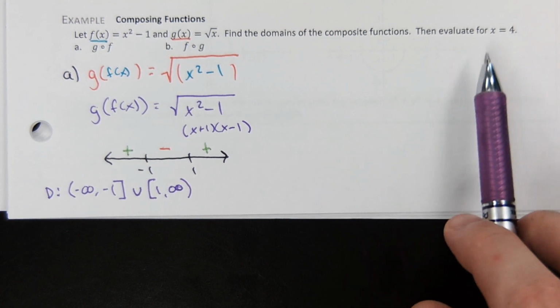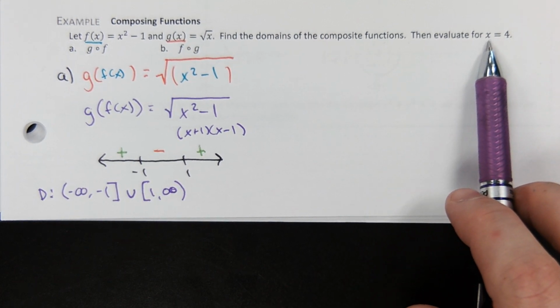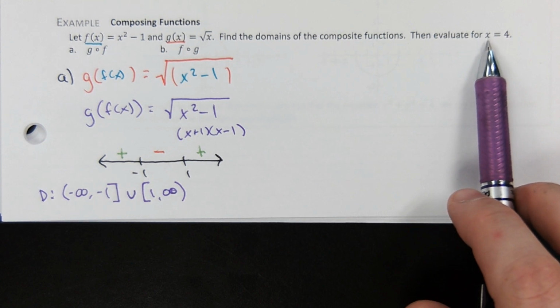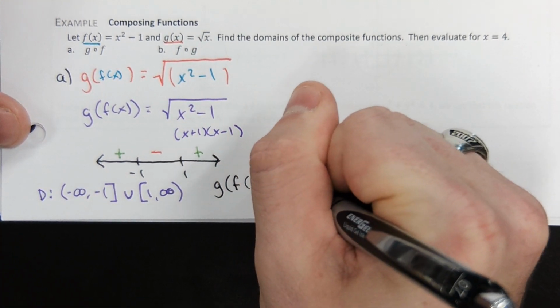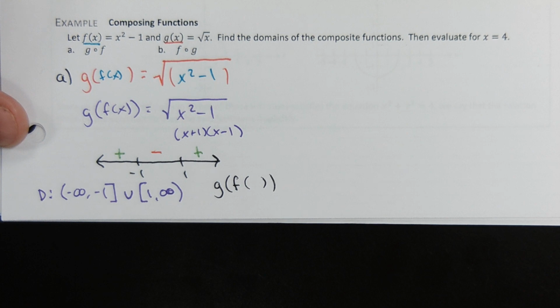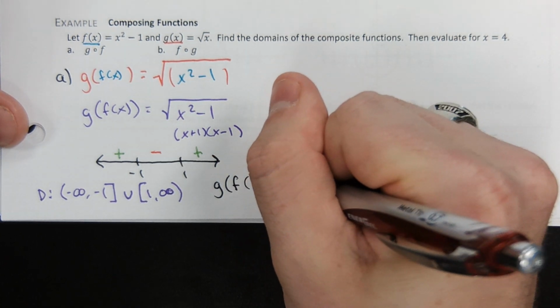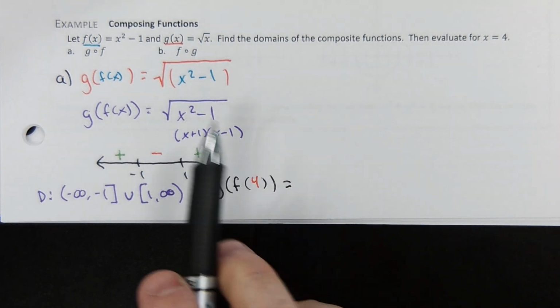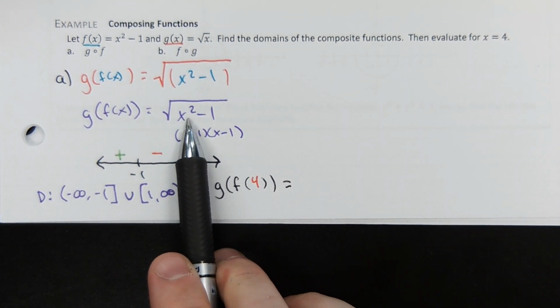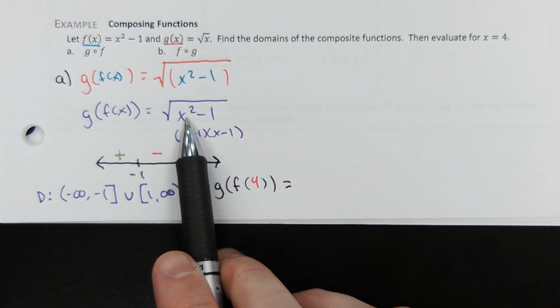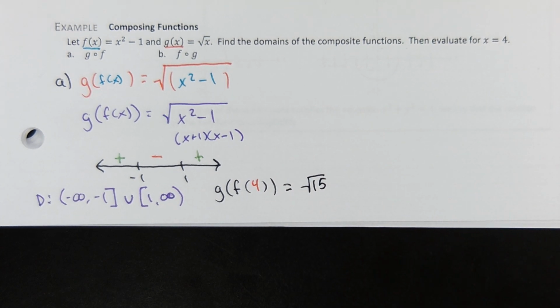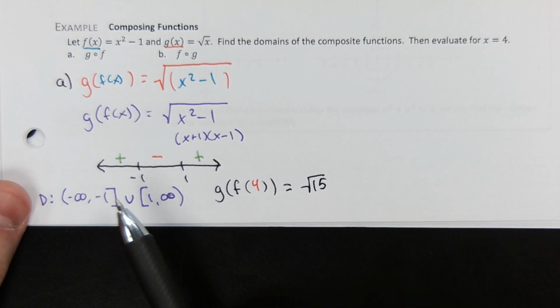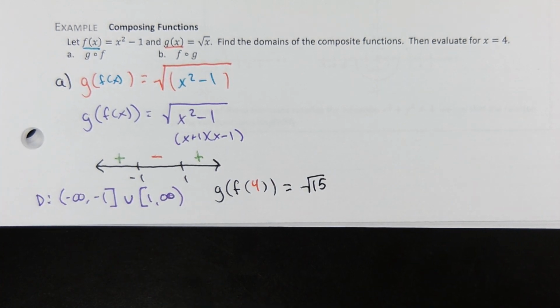And the last thing, what we were actually supposed to do is figure out what is g of f of 4. And that just means plug a 4 into that thing. So you put a 4 right here. 4 squared is 16. 16 minus 1 is 15. That's the easy part. The real part, the actual knowledge, was the domain of the composition.